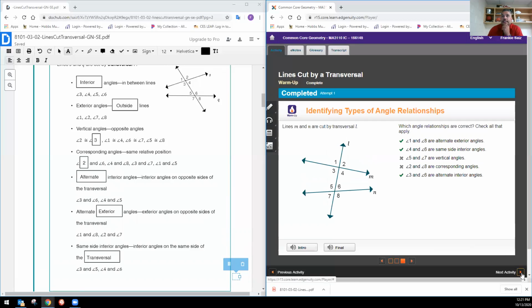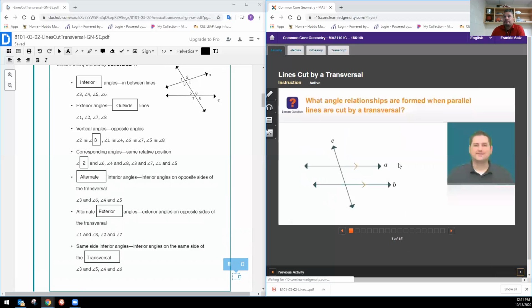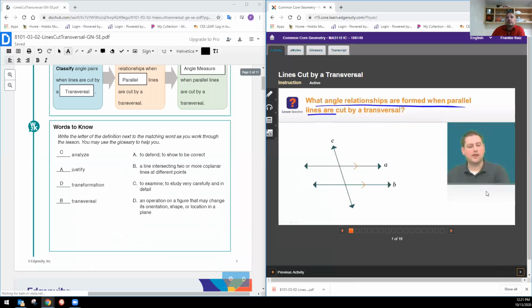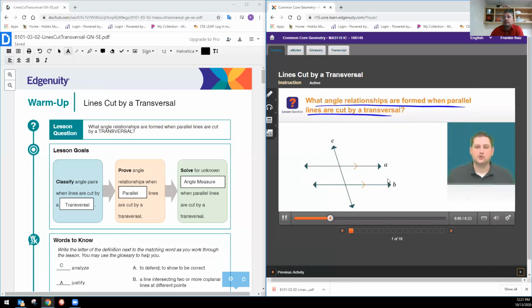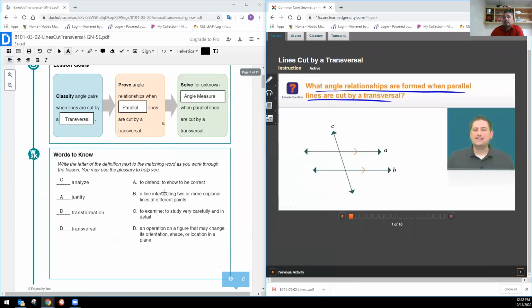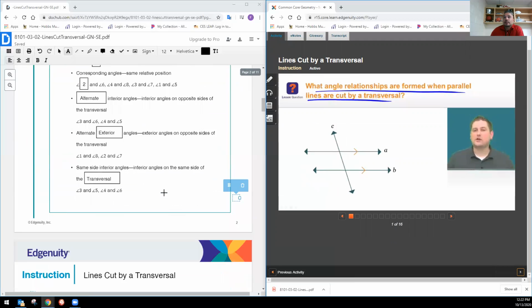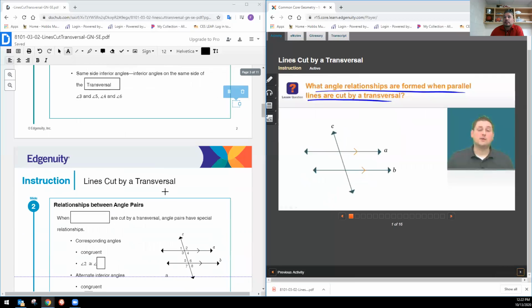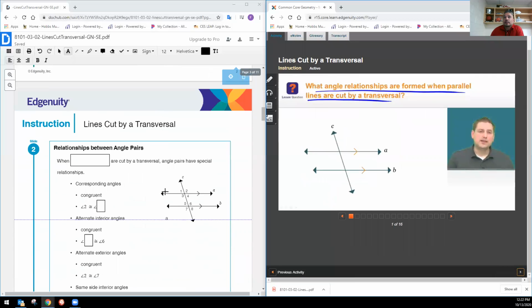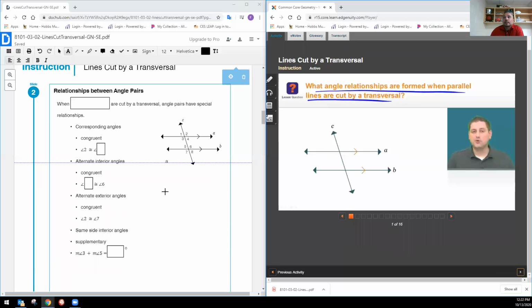Let's go on to the next activity. We're working to answer the question, what angle relationships are formed when parallel lines are cut by a transversal? Now, you identified types of angles that are formed when you have two lines cut by a transversal. Next, we're going to examine and prove the relationships of angles that are formed when parallel lines, like A and B that I have here, are cut by a transversal.